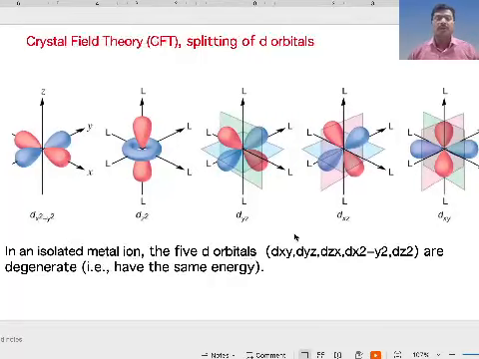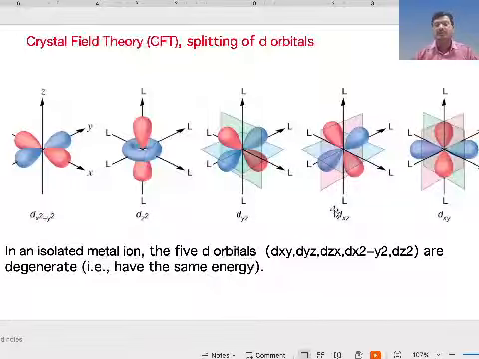Hi everyone. Today we are going to discuss crystal field theory splitting of d orbitals. Before going to crystal field theory splitting, first let us discuss the orientation of the 5 degenerate d orbitals. Generally, these 5 d orbitals are present in two different orientations.